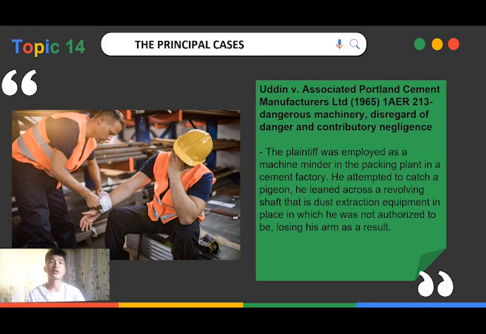Wooding v. Associated Portland Cement Manufacturers Ltd., 1965, 1 AER 213, on dangerous machinery, disregard of danger and contributory negligence. The plaintiff was employed as a machine minder in the packing plant in a cement factory. He attempted to catch a pigeon. He leaned across a revolving shaft, dust extraction equipment, in a place where he was not authorized to be, losing his arm as a result.